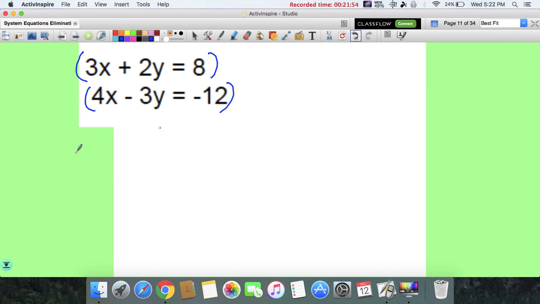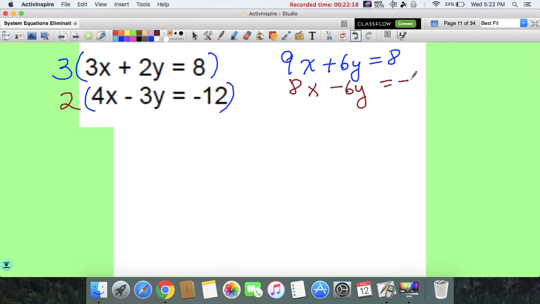The LCM between 2 and 3 is 6. So I'm going to multiply this first equation by 3. And if I do that, I get 9x plus 6y equals 8. I multiply the second equation by 2. I get 2 times 4x is 8x. 2 times negative 3y is minus 6y. And 2 times negative 12 equals negative 24. Can you see why I multiply one by 3 and the other one by 2? By doing that, I got the equations each to have a 6 coefficient in front of the y. One positive, one negative.